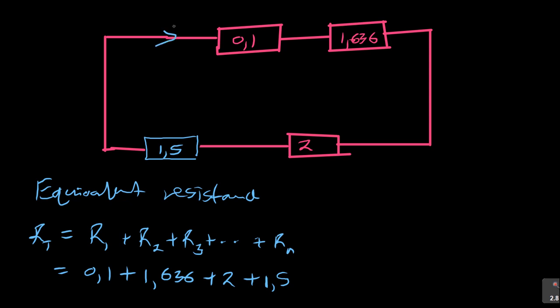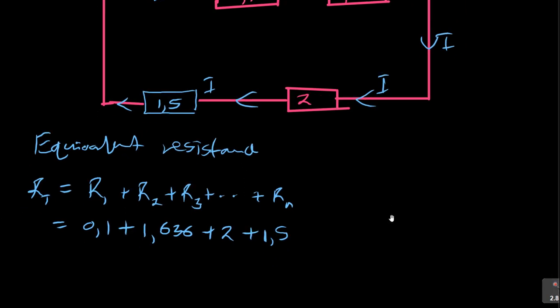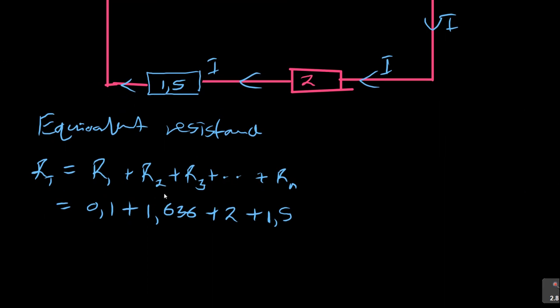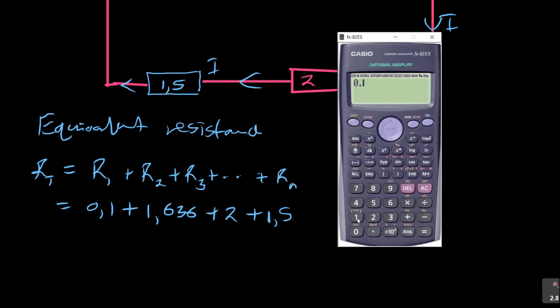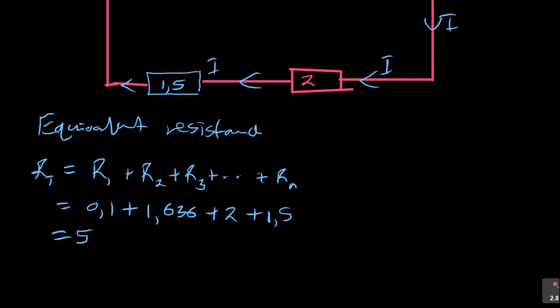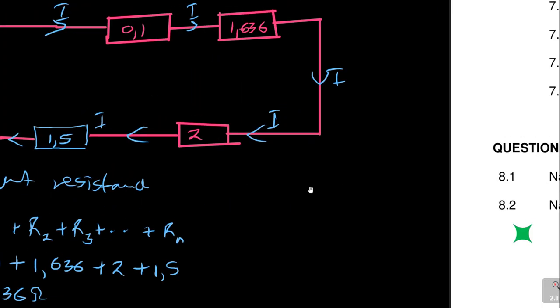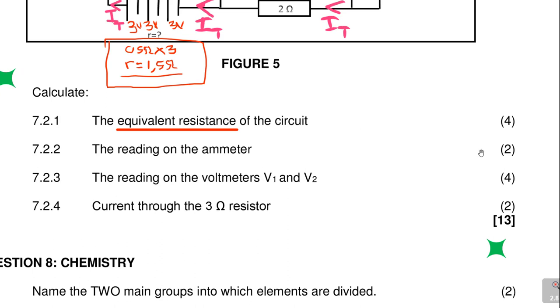You know why we're saying they're in series? Look, if we just focus on current going through, current comes here, the same current goes there, the same current comes here, the same current goes into that one. There is no change in the current passing through all these resistors. So if current is uniform across, it means they are in series. Then you can add 0.1 plus 1.636 plus 2 plus 1.5. Then that is now the equivalent resistance, which is 5.236 ohms. That's your total resistance, your equivalent resistance, guys. That's what you do when you're answering that part. It was 4 marks. I'm taking a bit of time, but I just wanted to show you that.